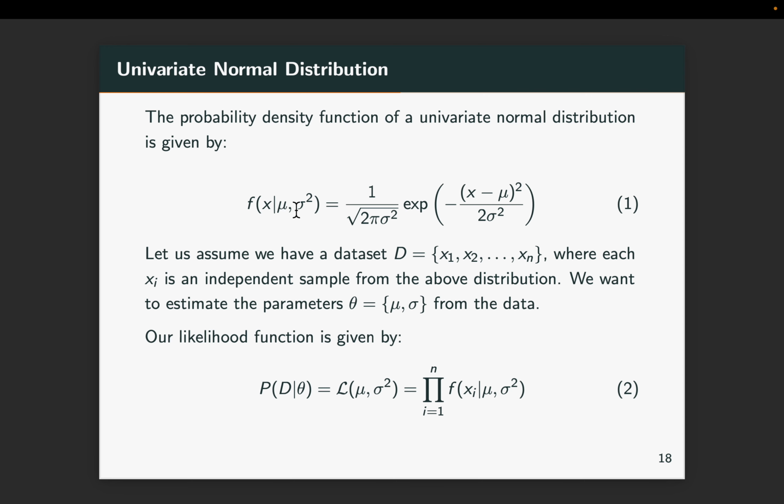We need to know the PDF of normal distribution, which is this 1 over root 2 pi sigma square e to the power minus x minus mu whole square over 2 sigma square. We have a data set D. In this case, just assume it's some samples which we have seen at the start of the class. We took about 1,000 samples. Each of the sample is independent, coming from the same distribution, and we want to estimate the parameters theta equal to mu and sigma from the data, right?